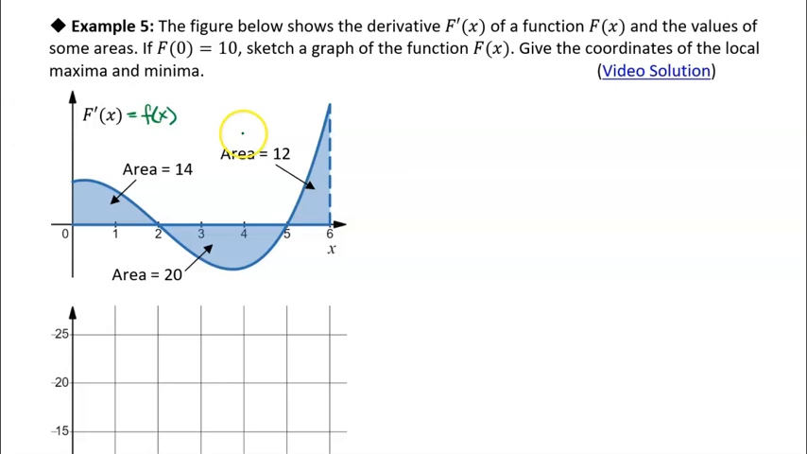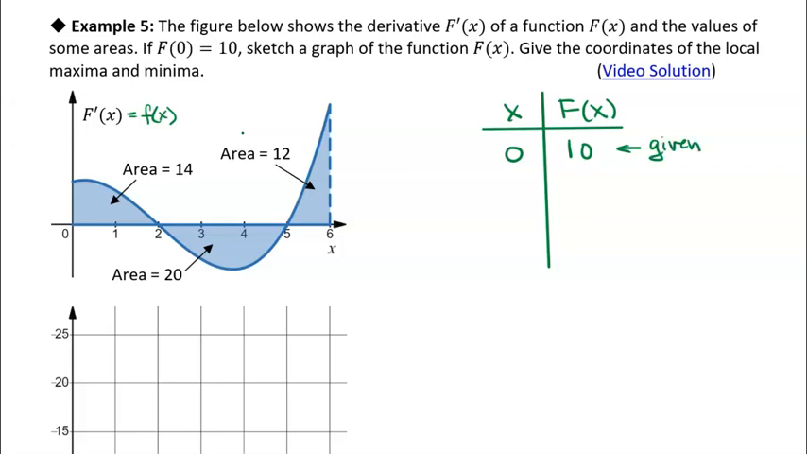So we're taking the derivative and we're going to construct the antiderivative. The first thing I want to do is construct a table of values. I'm going to make a little table here with x and capital F of x, and I'm told that when x is 0, capital F of x is 10. So this one is given. Now I can find more points. If I look at the graph, I'm given the areas. I don't necessarily want to have to estimate what F at 1 would be, so the next value of x where it's easy to find the value of capital F of x is at 2, because I'm given that the area from 0 to 2 is 14.